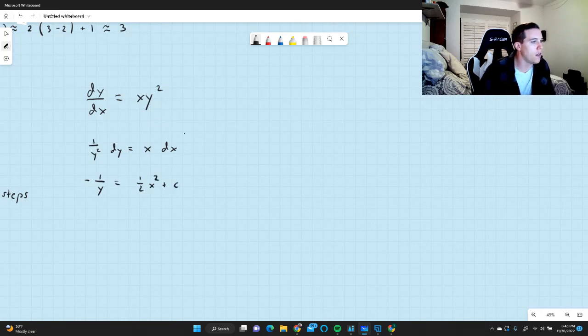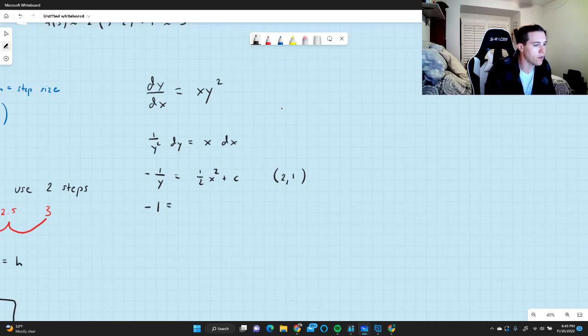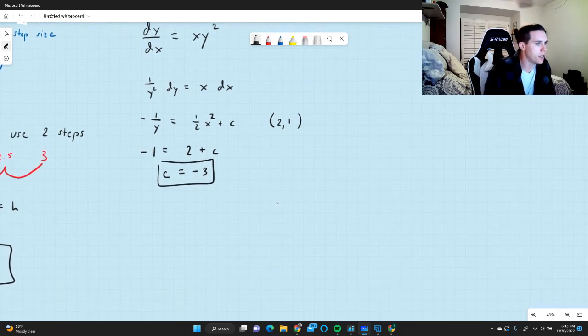Oops. The initial condition, if we remember, was (2, 1). So we're going to plug in (2, 1). And we get negative 1 equals plug in 2. 2 squared is 4. 4 divided by 2, 2 plus c. So it looks like c is negative 3. All right, so that means we have a particular solution when I sub in c that looks like this: 1/2 x squared minus 3.